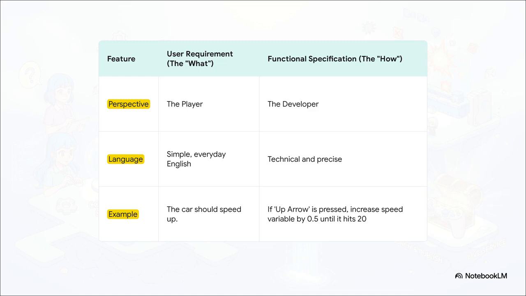The user requirement is the what. The car should speed up. It's simple, right? It focuses on the feeling. But the functional specification, that's the how. It's totally precise and technical. If the up arrow is pressed, increase the speed variable by 0.5 until it hits 20. See the difference? That's how we turn a player's desire into a specific instruction the computer can understand.